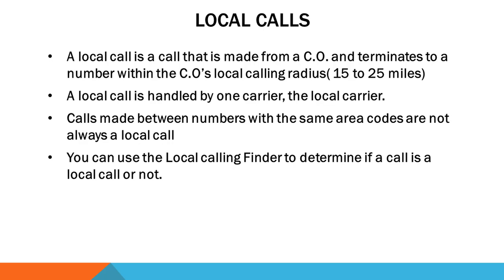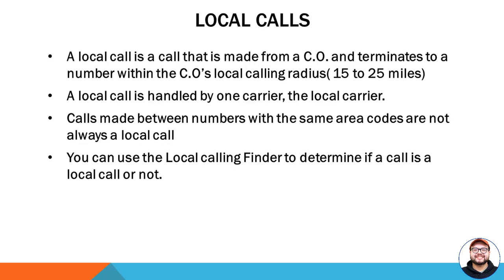So every city has what we call a central office. The central office is responsible for routing and terminating calls within about 15 to 25 miles, in that city. So let's use an example of Brockton. Brockton has a central office, and if any calls are made within 15 to 25 miles of that central office, it's going to be considered a local call. And if that is the case, then the local carrier will be the only one handling that call and will be responsible for routing it and terminating it to its destination.